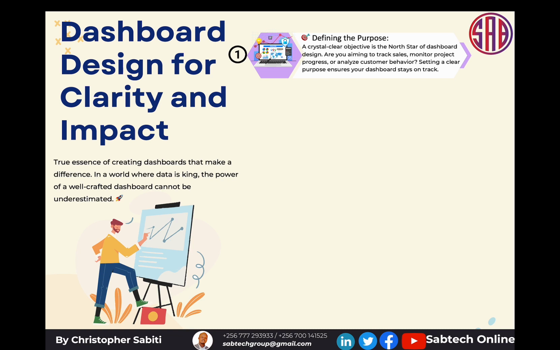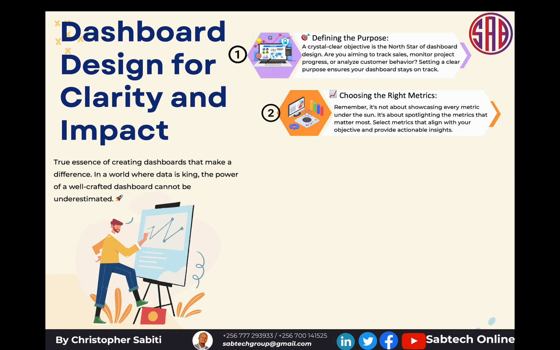Then we have the second, where we choose the right metrics. So remember, it's not about showcasing every metric under the sun. It's about spotlighting the metrics that matter most. Select metrics that align with your objective and provide actionable insights. So make sure that you craft all the metrics you present to your audience.